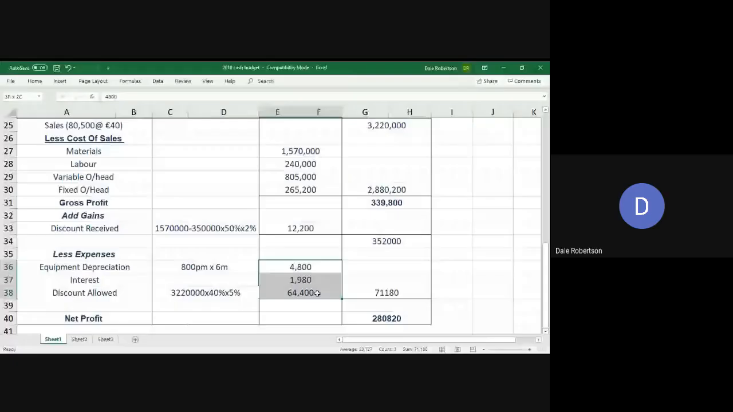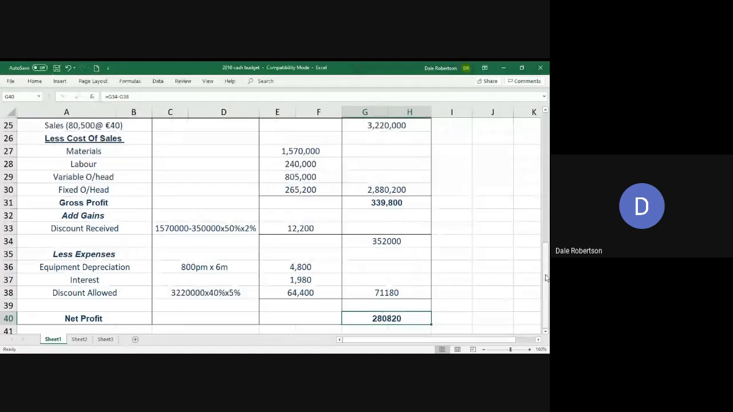You add up these three expenses to get this, and then your net profit, well, that's the gross profit plus your income, take away your expenses, gives you your net profit. There is also a little bit of theory on this question about adverse variance. That will be in your theory handouts.